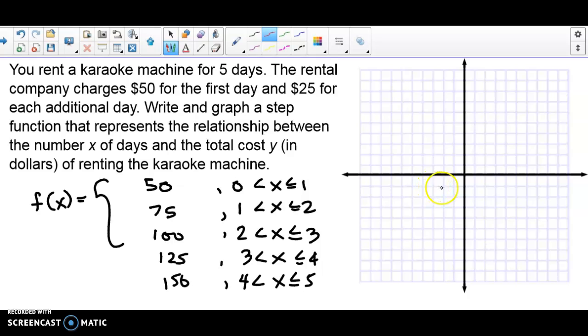So how are we going to graph that? 0, 1, 2. And then on the y-axis, let's go down. Okay, so from 0 to 1, it's an open circle at 0, 50. And make a line, solid dot at 1.